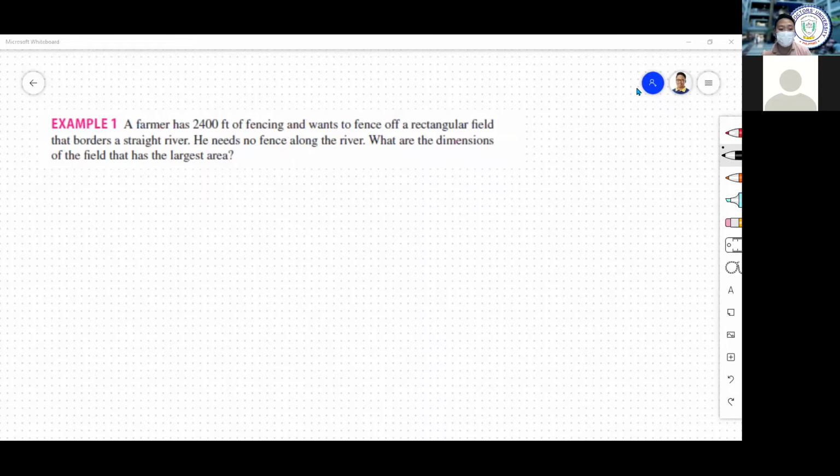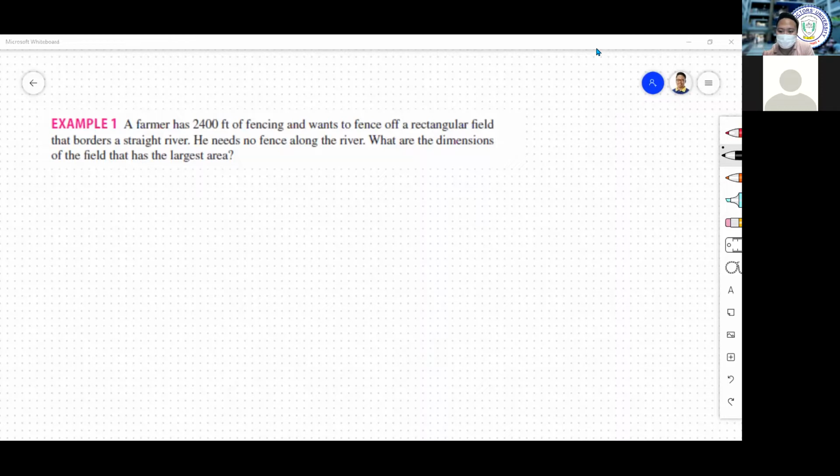So, a farmer has 2,400 feet of fencing, okay? And wants to fence off a rectangular field that borders a straight river. He needs no fence along the river. What are the dimensions of the field that has the largest area? So, which part of the rectangular field, guys, are we going to optimize? Is it the length or is it the area?